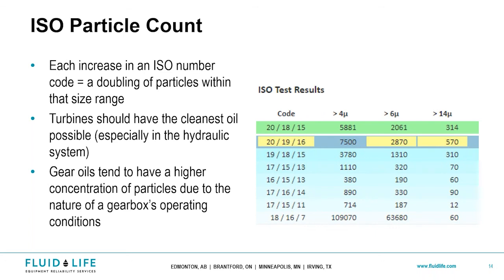So, looking at these, when you see a 20, 18, 15 jump to 21, 19, 16, it means you're doubling in every category there in the amount of particles. So when you see the difference between the 20, 18, 15 and the 21, 19, 16, that's a little bit of cause for concern, because it's literally doubling in every size distribution.